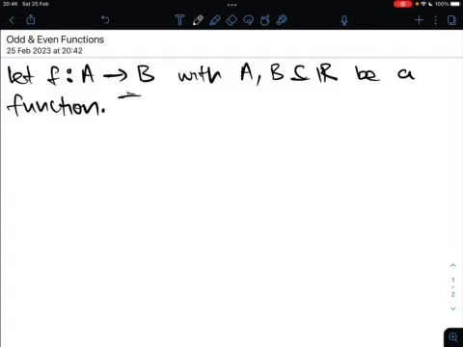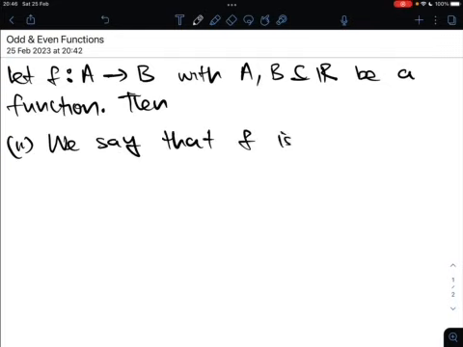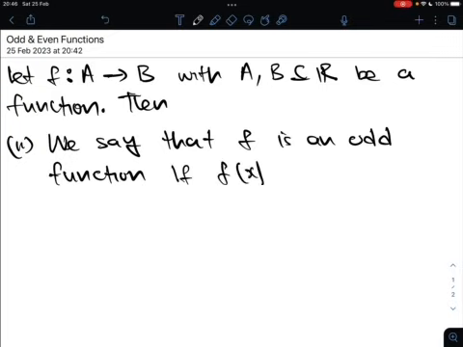Then, one, we say that f is an odd function if f of minus x is equal to minus f of x. So any function that satisfies this condition is said to be an odd function.